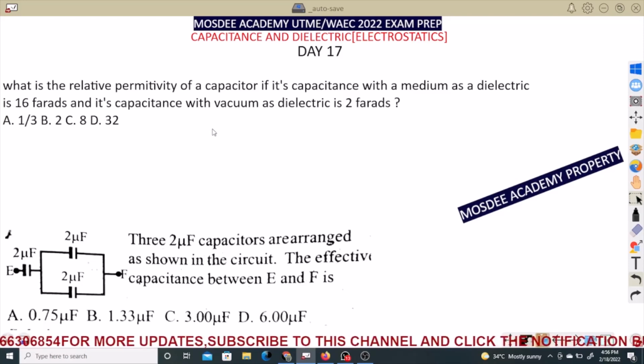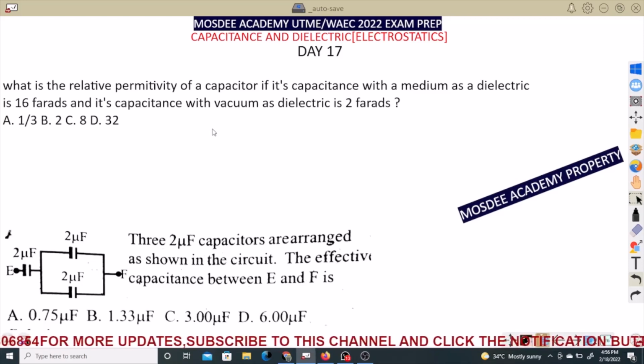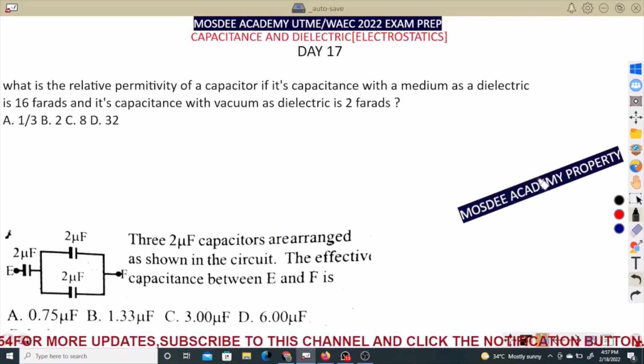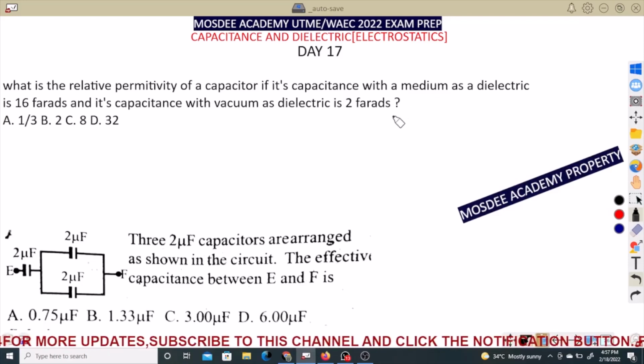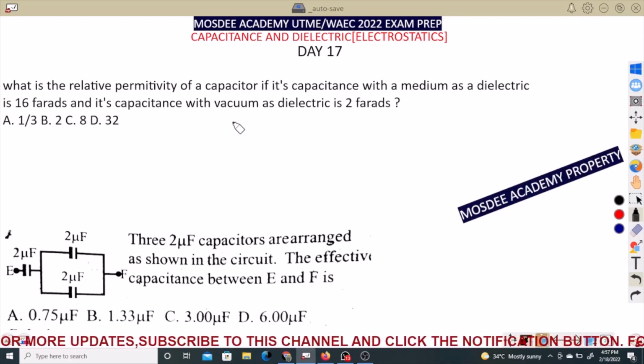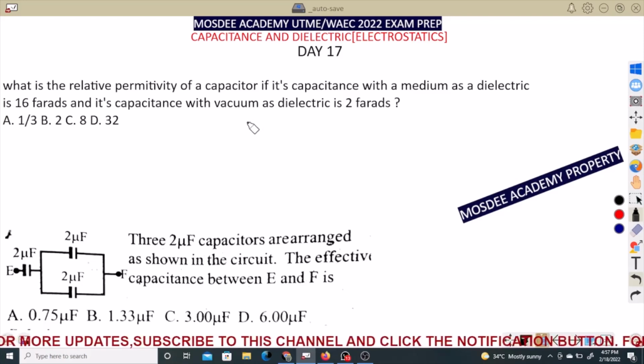We start with the first question. As usual, I'm going to be taking you through some other things you need to know with respect to the question for ease of understanding. What is the relative permittivity of a capacitor if the capacitance with a medium as a dielectric is 16 farads and its capacitance in vacuum as dielectric is 2 farads?